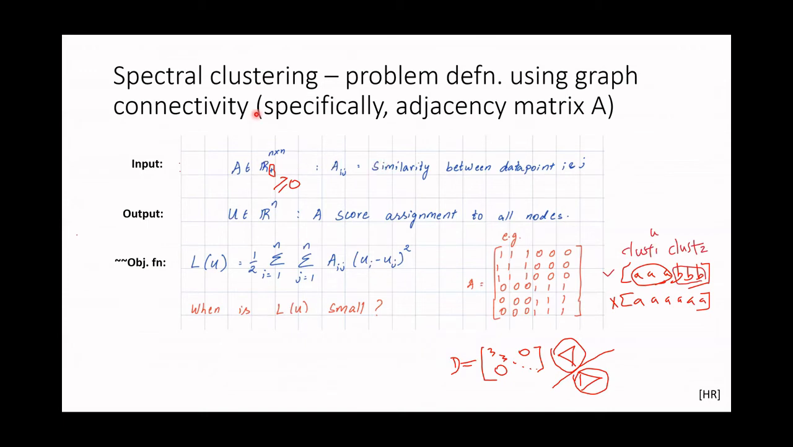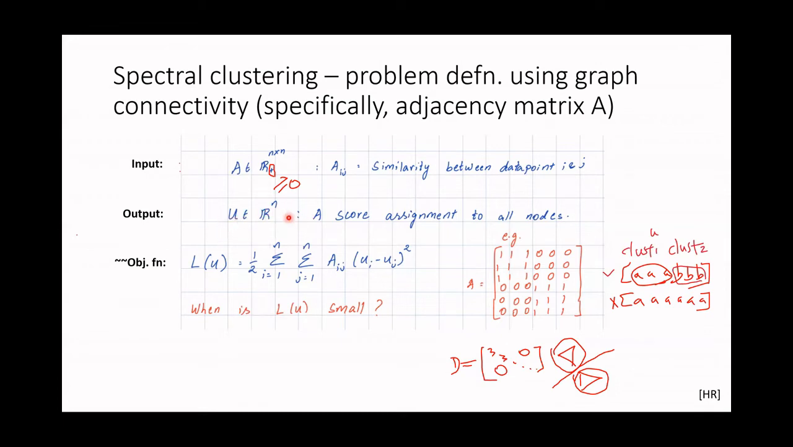So let's just look at what is the problem that spectral clustering is really trying to solve. You have the input, which is the similarity matrix. A_ij is the similarity between data point i and j, in our case, cell i and cell j. Each one is an m-dimensional vector. And so this similarity matrix is an n cross n matrix. Each entry is 0 or above 0, right? So this is a non-negative n cross n matrix. We want an output which is some kind of score assignment to all the nodes, right?